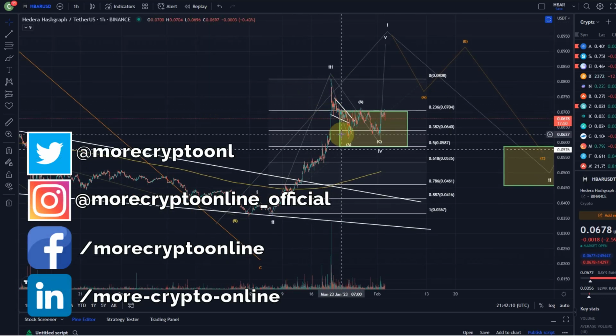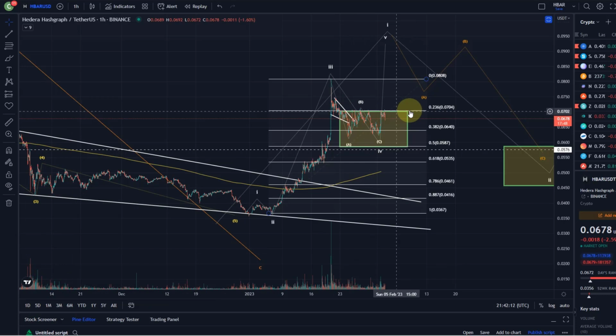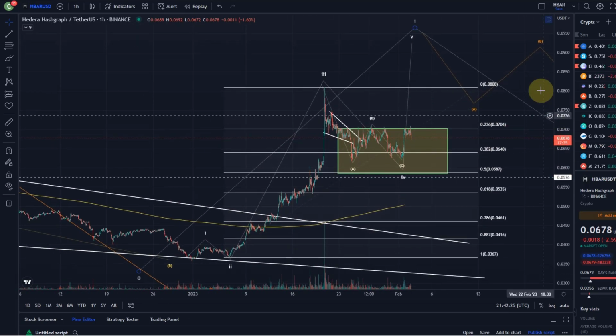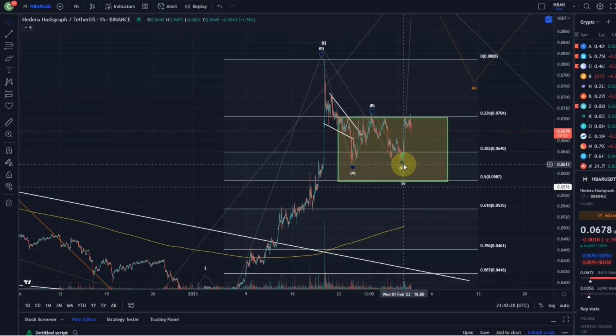HBAR is still in this range that we identified. It also reacted positively yesterday, moved here to the upside, and we talked about it, I think just yesterday or the day before, that HBAR possibly completed its fourth wave already.